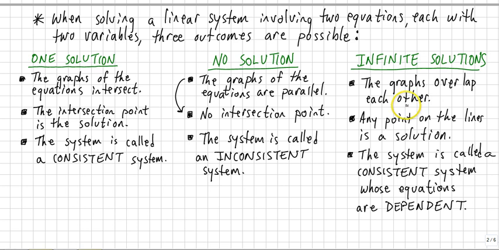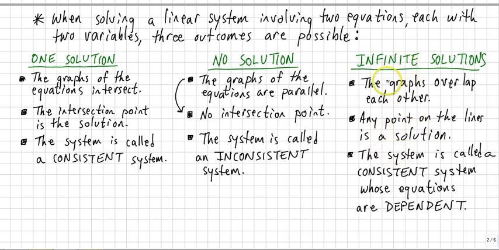Since one line is on top of the other line, any point on either line would be a solution, but they're the same line, so it would be the same coordinate. So any coordinate on the line would be a solution to the system. That's why there's an infinite number of them, because there's an infinite number of ordered pairs on the graph of an equation, of a linear equation specifically.